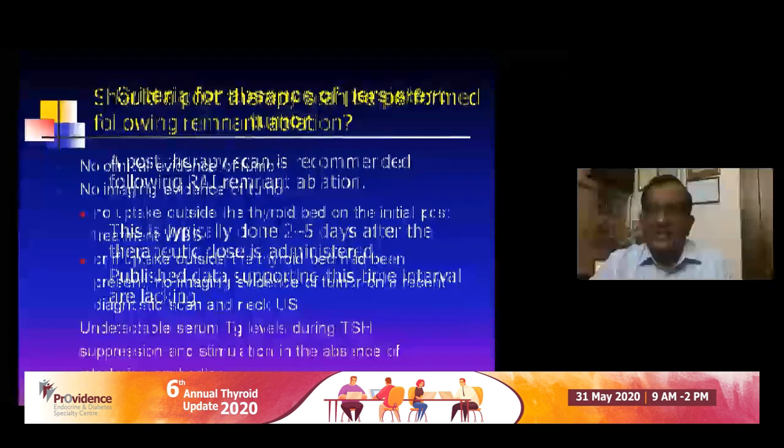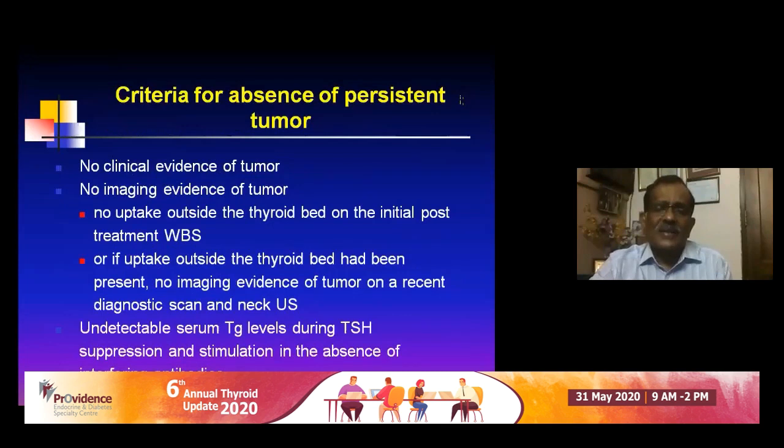What are the criteria for the absence of disease, or that your treatment was successful? No clinical evidence of tumor, no imaging evidence of tumor, no uptake outside the thyroid bed in the initial post-treatment whole body scan, or if uptake outside the thyroid bed had been present, no imaging evidence of the tumor on a recent diagnostic scan or ultrasound of the neck, and undetectable serum thyroglobulin level during TSH suppression and stimulation, in the absence of interfering antibodies.